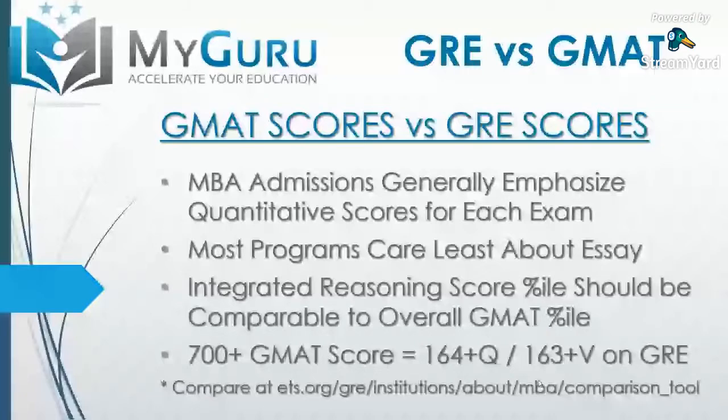Most programs will publicize GMAT scores. Not every program will publicize GRE scores, so you may want to play with that tool a little bit on your own. And you can see that a 700-plus GMAT score, because the GMAT is combined, will require roughly a 164 or higher on the quantitative side and above a 163 on the verbal to pop out that 700 that a lot of folks, I'm sure, are aiming for.